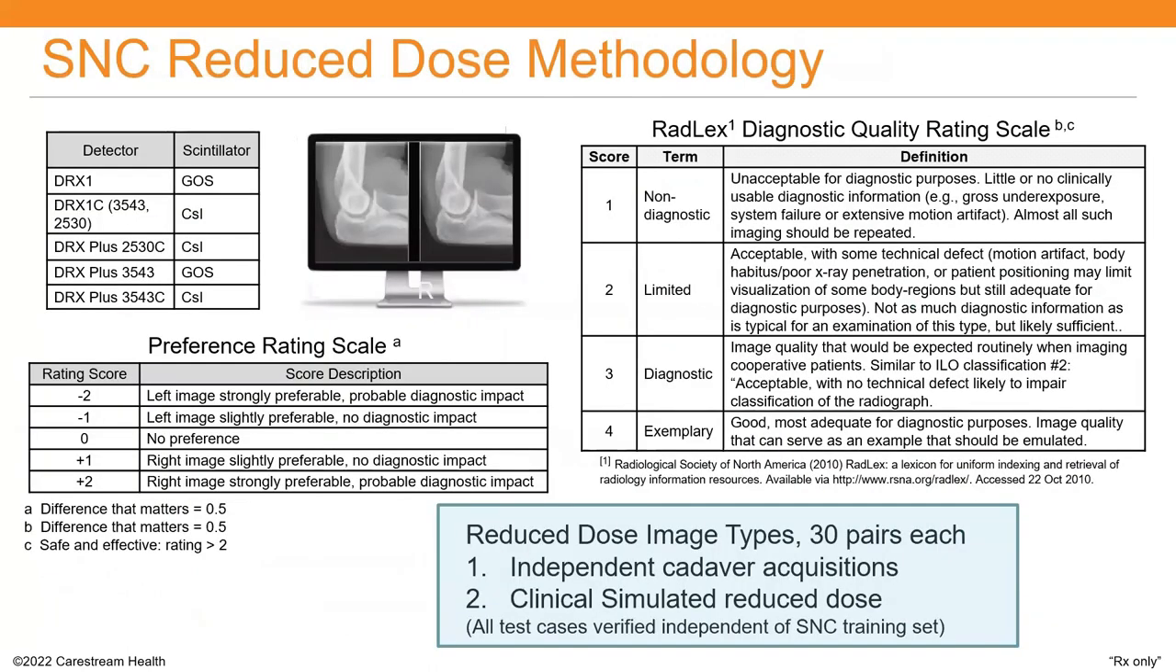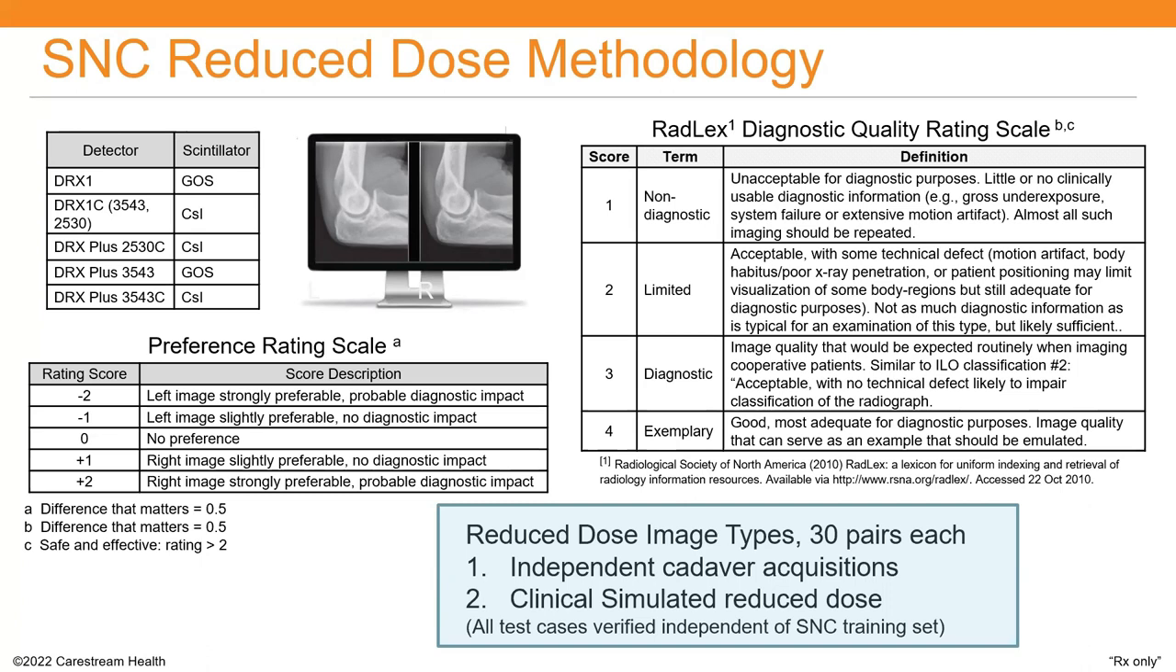The primary objective of the reduced dose study was to demonstrate that reduced dose images processed with SNC deliver radiographic image quality that is as good as or better than corresponding images acquired at nominal dose processed with EVP Plus. A secondary objective was to evaluate reduced dose image quality as it relates to detector type, image type, and exposure level.